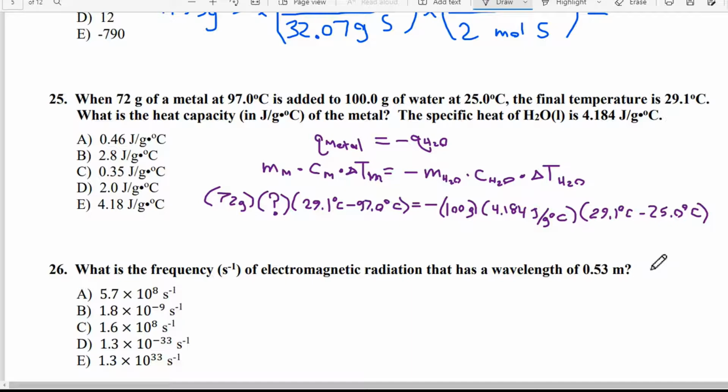All right, cool. Then all you have to do is basically divide both sides by 72 and the change in temperature of the metal, and that will give you the specific heat. And what do you get?